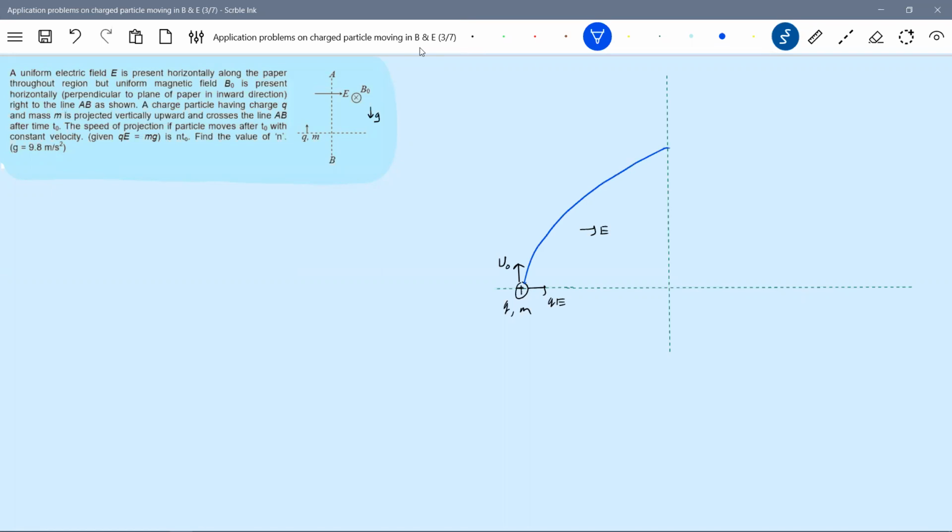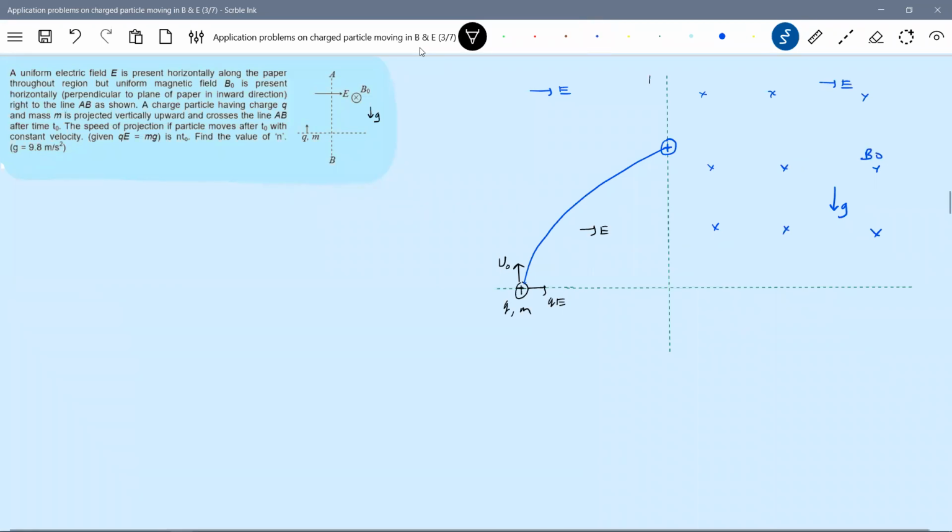And when it is entering here, the electric field is present throughout. Here also electric field is present. Here also electric field is present. The magnetic field is present only in this region. So let me indicate, so that it will be easy for you to judge what is the problem here. And the gravity is present here. Okay, there's a B naught. Hope you are able to understand.